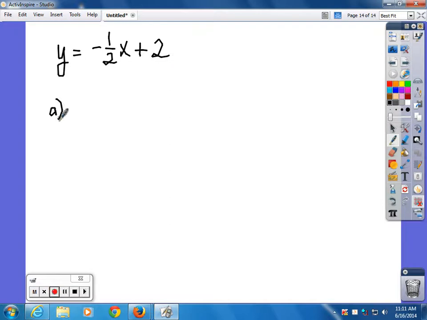A. What is B? 2. So 0, 2. That is our y-intercept, and I'm gonna color code this. I'm gonna take my handy dandy green, and I'm gonna put that there. Okay? But where did the 0 come from? It's the y-intercept. What is x always with your y-intercept? 0. I taught you that with method 2. Okay?